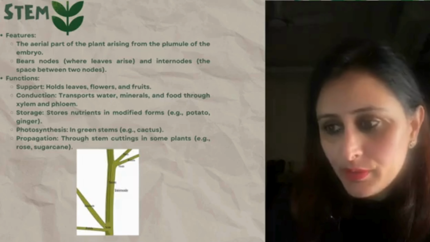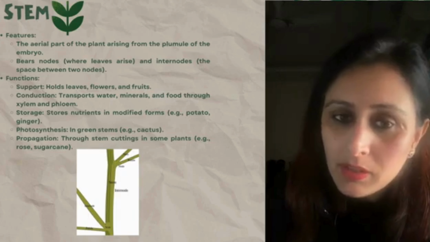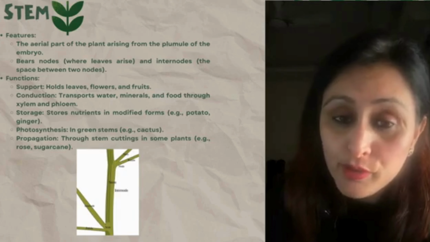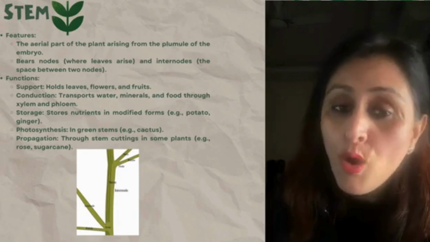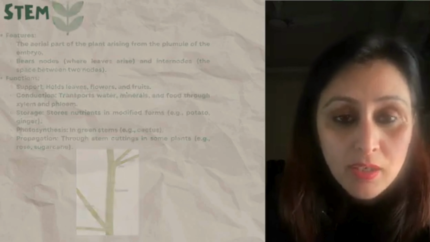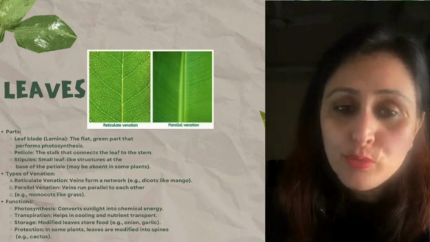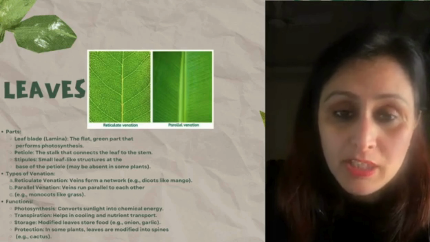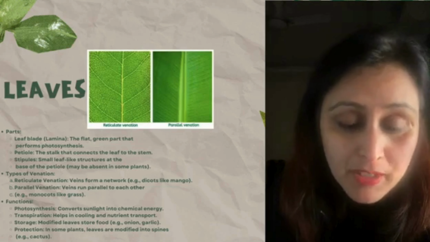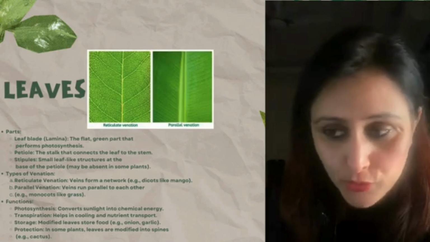Next we are coming on to the leaves, right? Leaves are the green part. They have the chlorophyll. They perform photosynthesis, also called as the kitchen of the plant. They have the stomata, due to which the exchange of gases also takes place. It helps in transpiration with the opening and closing of stomata.